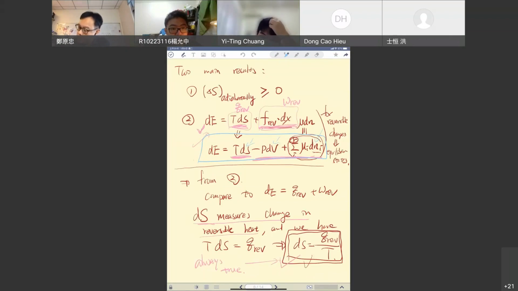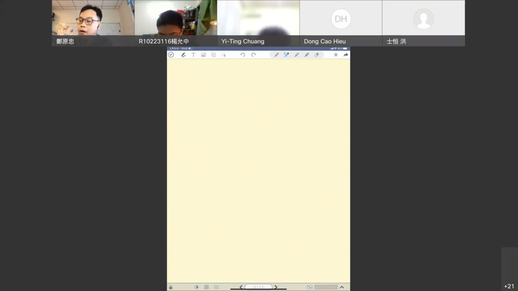Okay, so now we derive this as a consequence of the second statement, not using this to derive the second statement. Normally in conventional thermodynamics, this has to be defined, given. It's not derived. Any other questions?